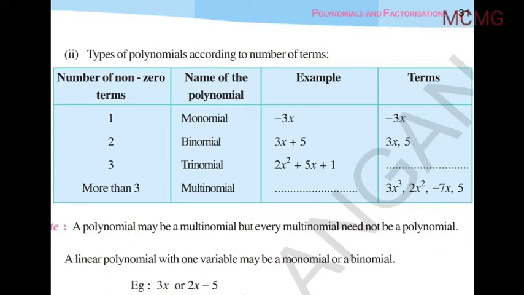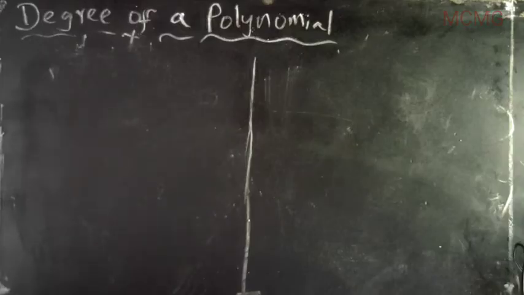Is it clear? Right. My dear students, if you observe the last sentence on the screen, a linear polynomial with one variable may be a monomial or binomial. Is it understood? When you name the polynomial based on its degree, we need not consider the number of terms present in the given polynomial. So naming based on degree is not dependent on the number of terms present.